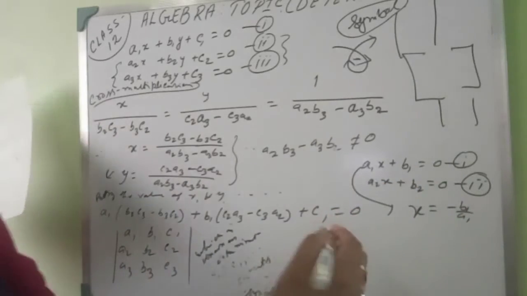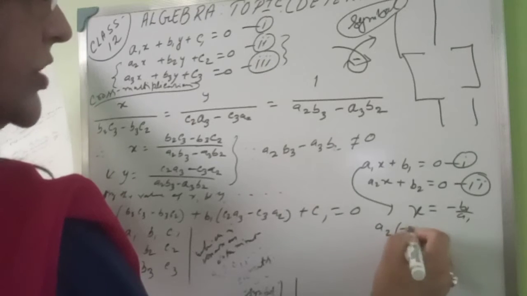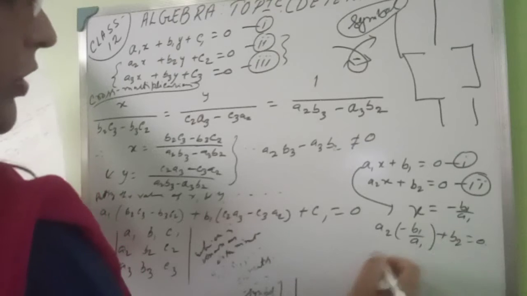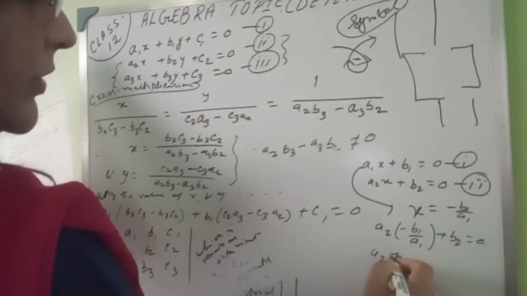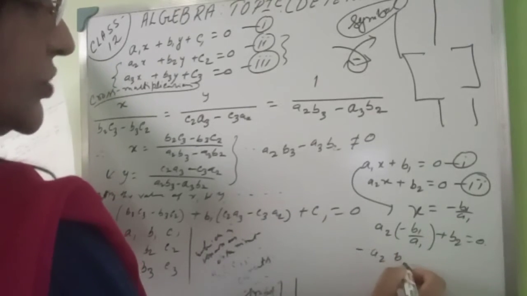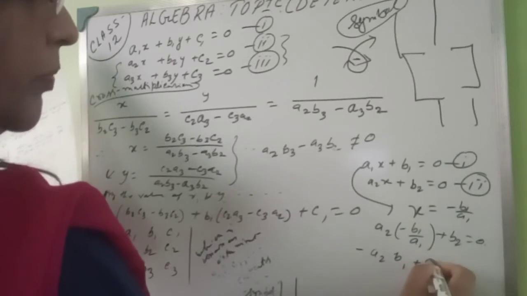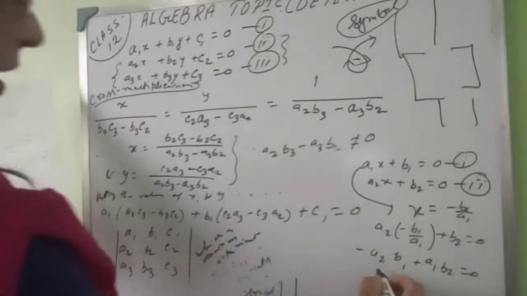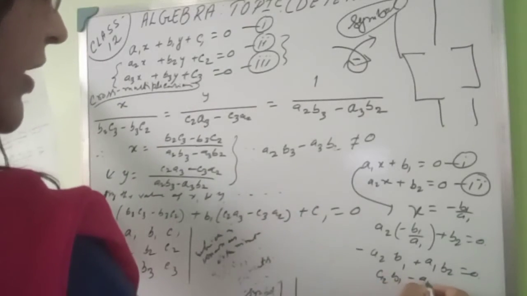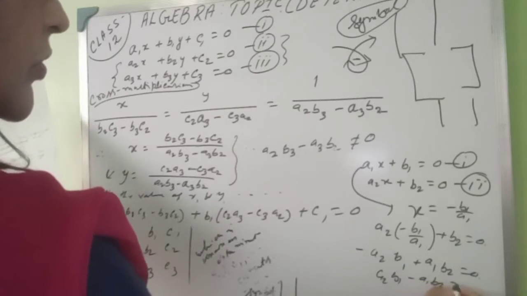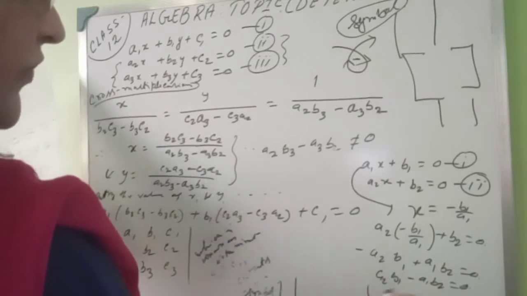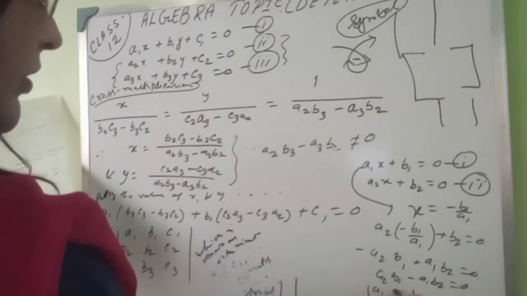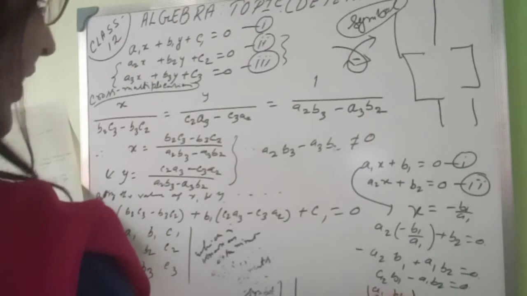Then what will we get? a2 into minus b1 by a1 plus b2 is equal to 0. Then minus a2b1 plus a1b2 is equal to 0, or we can write a2b1 minus a1b2 is equal to 0. Right. Now if we want to write it in determinant form, then what will we write? a1 b1, a2 b2.